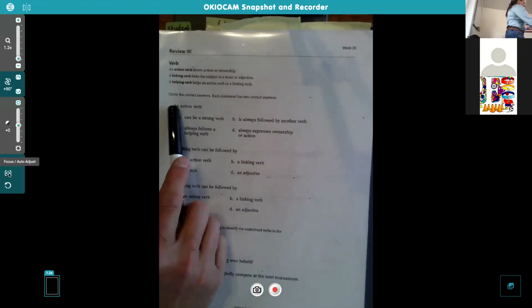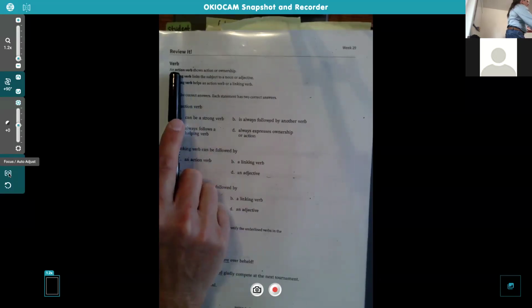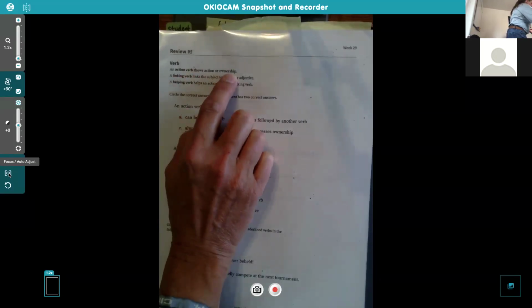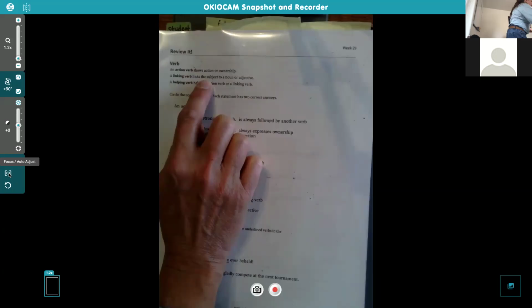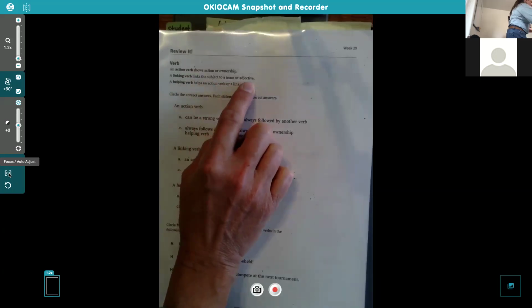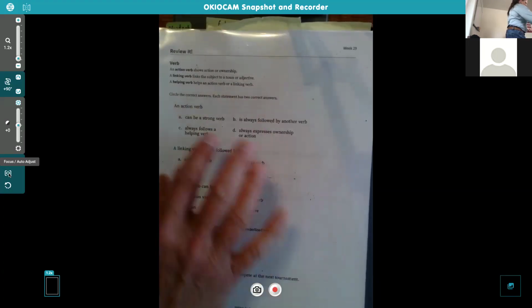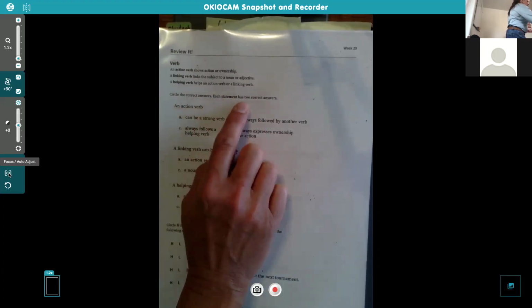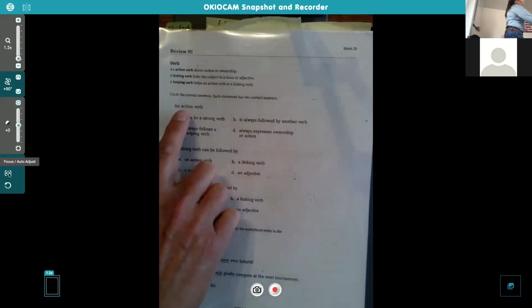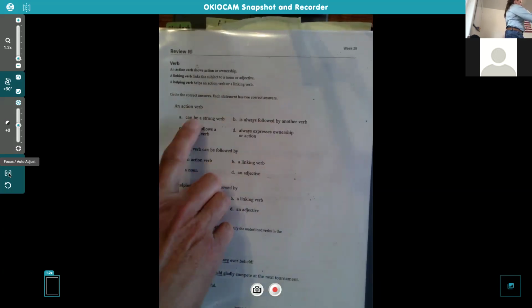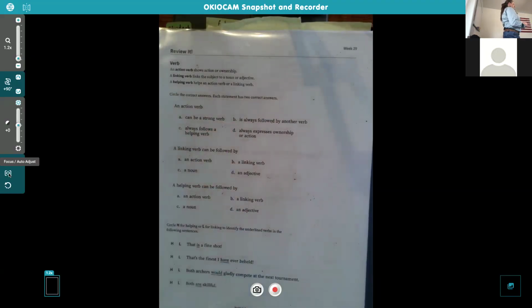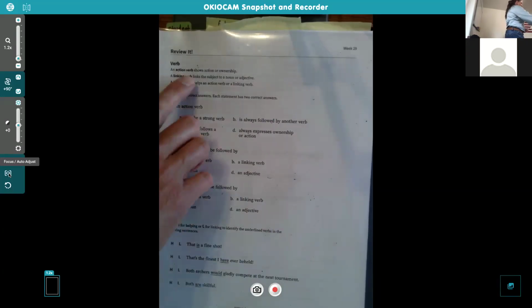So it says circle the correct answers, or let's read these actually. An action verb shows action or ownership. A linking verb links the subject to a noun or an adjective. A helping verb helps an action verb or a linking verb. Circle the correct answers. Each statement has two correct answers. So here it says action verb. What two? You can raise your hand if you know which ones it is. But what two choices go with action verb? Do you know? Well, look at it, see if you can figure it out. Think about what it says up here.